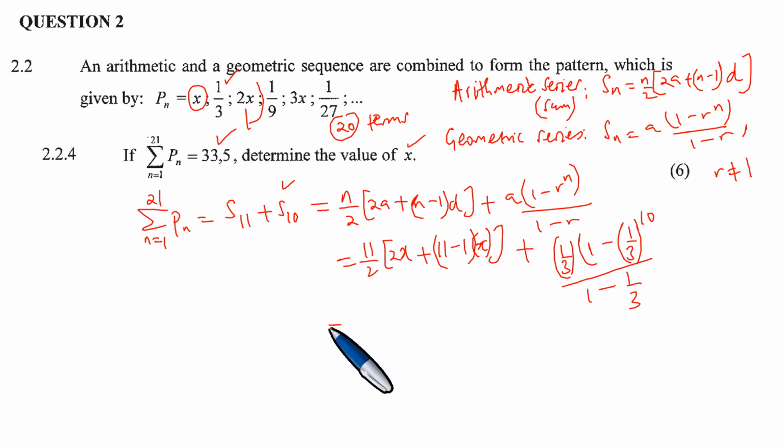Or we have this. Right, so what is 11 minus 1? 10. 10 plus 2, 10x plus 2 is 12x. You divide 12 by 2, you get 6. 6 times 11 is 66x. Okay, now this one here, this geometric series, the geometric sum, you can just use a calculator to do this, which is 0.5.